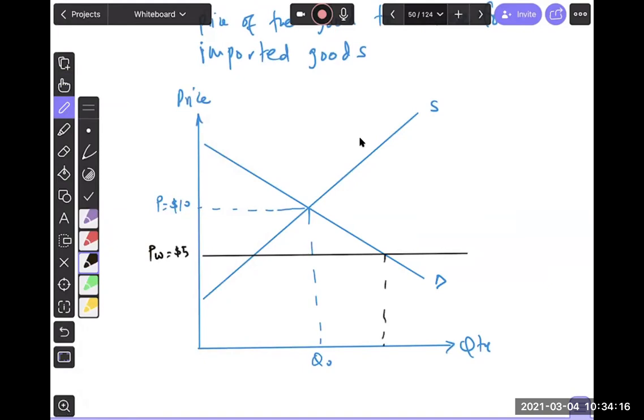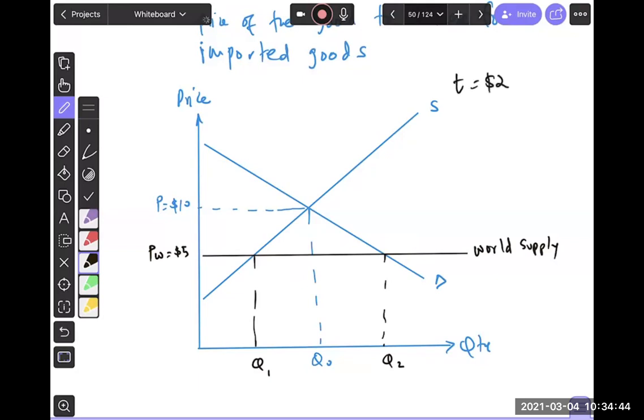And the level of imports is Q2 minus Q1, right? And this is my world supply. Now the government decides to put a tariff because the government is saying, hey, this level of imports is too much. So they are unhappy with the level of imports, and let's say they decide to put a tariff of $2. The tariff is now $2.